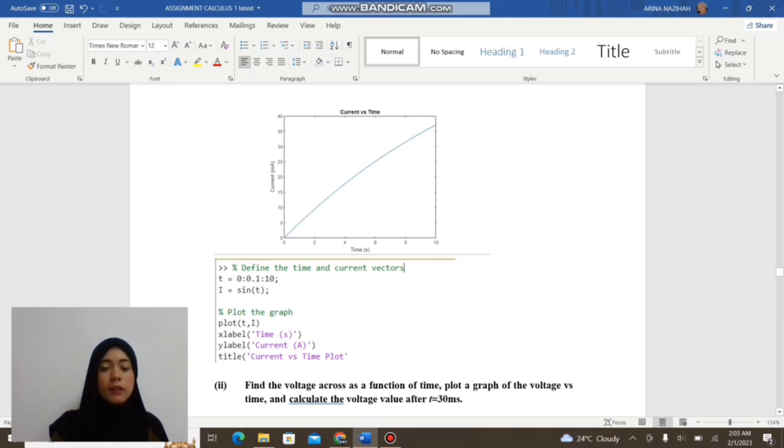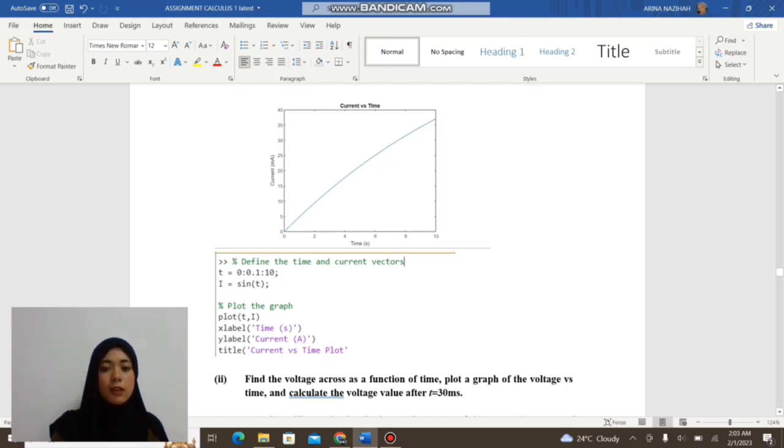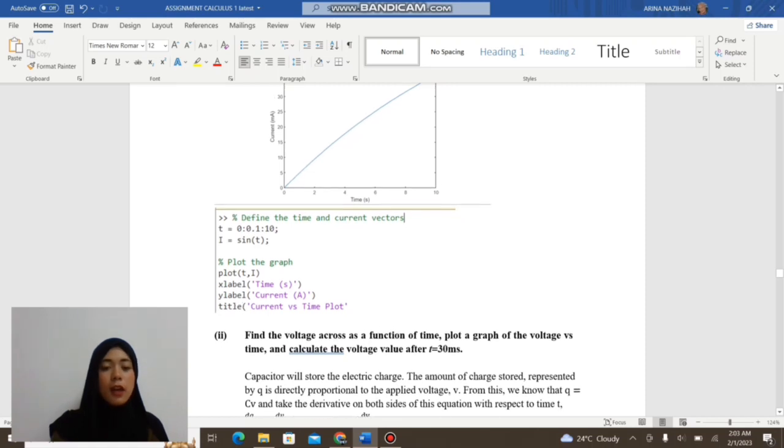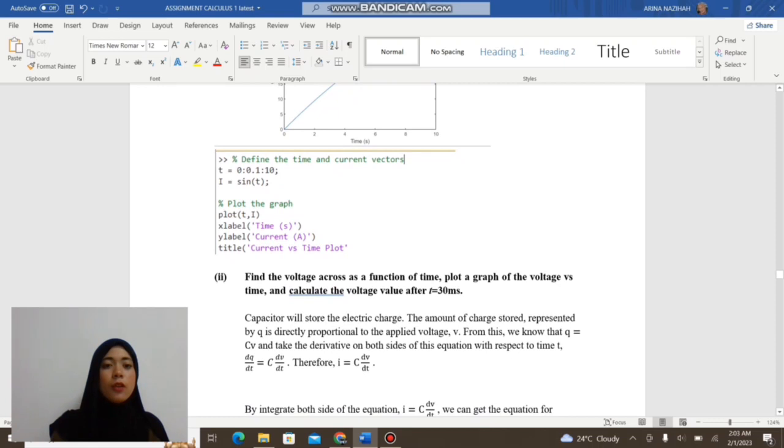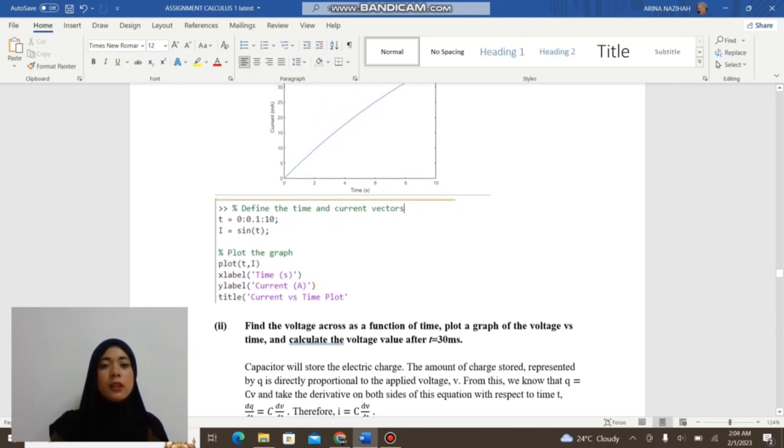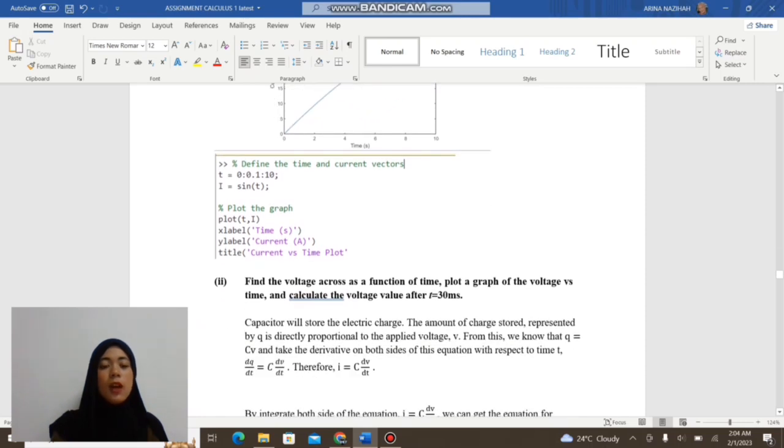This is the y axis and this is the x axis. The x axis is time in seconds and the y axis is current in milliamperes. So this is how we calculate and get the graph like this. We use this code in Matlab.